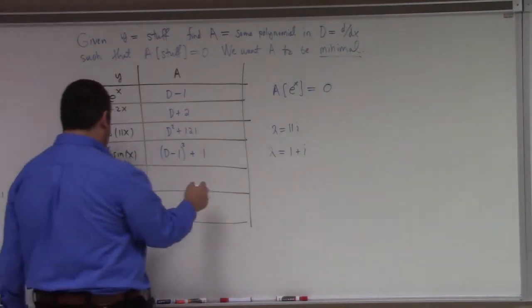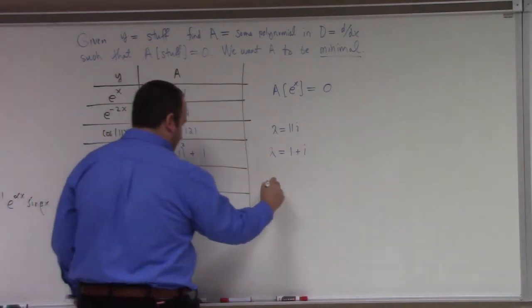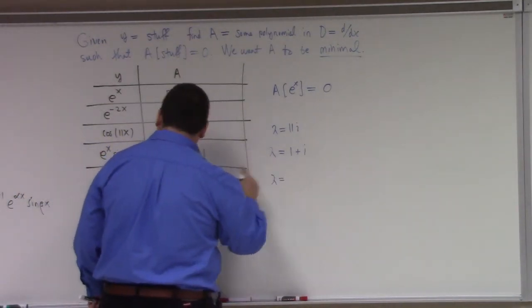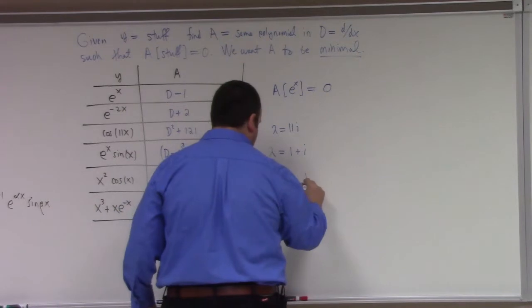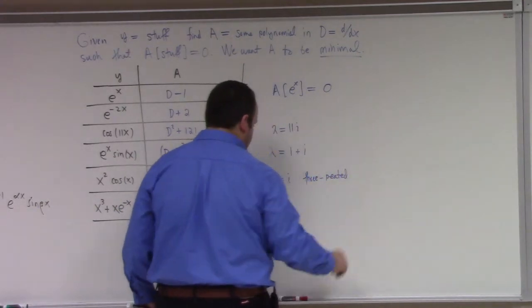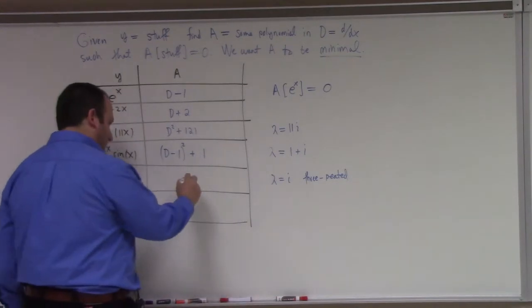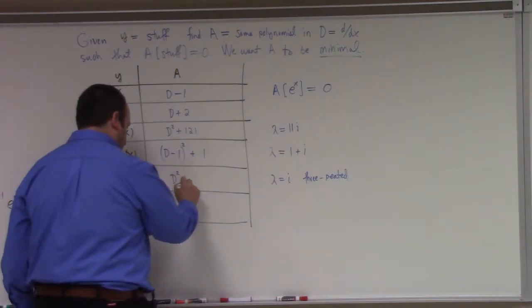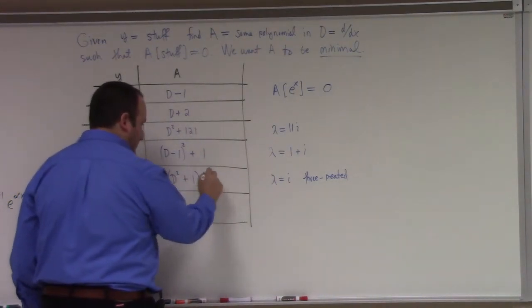And this one, let's see here. So this is just lambda. This is coming from lambda equals i, three-peated. Three-peated, technical term right there. So that would be D squared plus 1 quantity cubed.